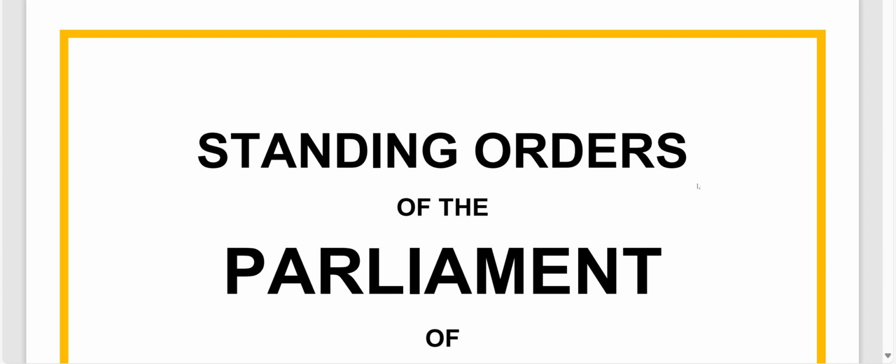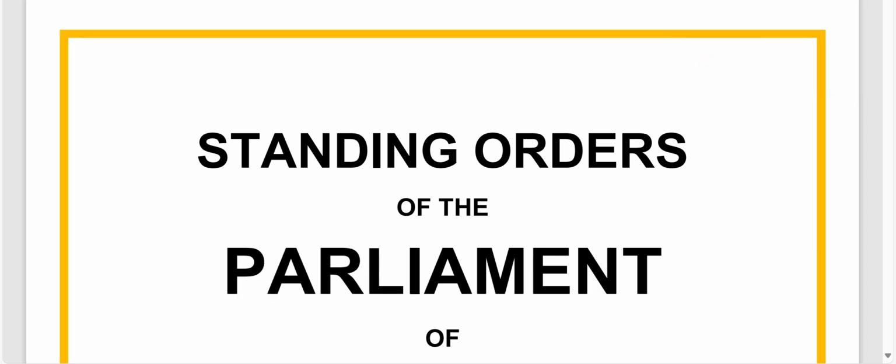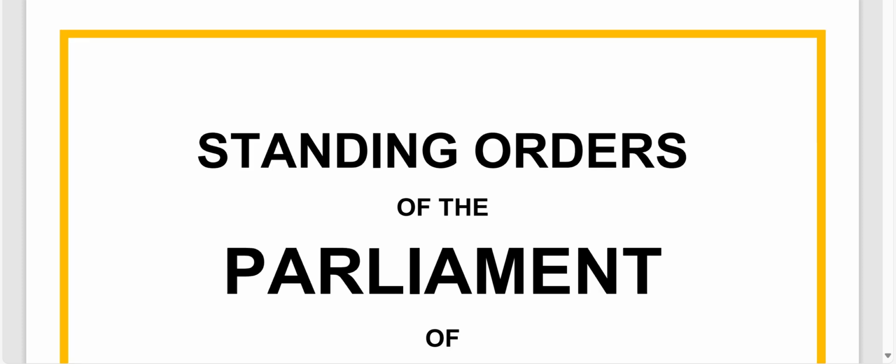Those of you who have the standing orders, you can pick it up and follow. But if you don't have, you can just watch your screen. So this is the standing orders of the Parliament. The standing orders of the Senate has a red border. The standing orders of the Parliament has a yellow border. And the Constitution of the movement has a blue color.